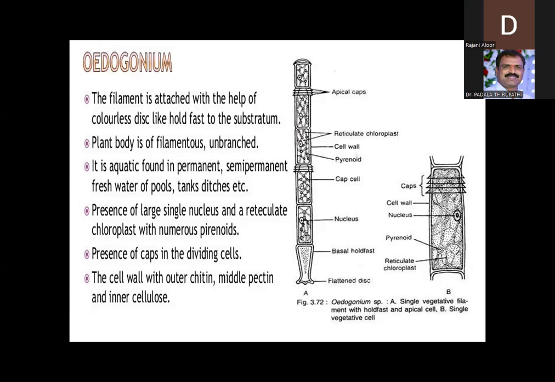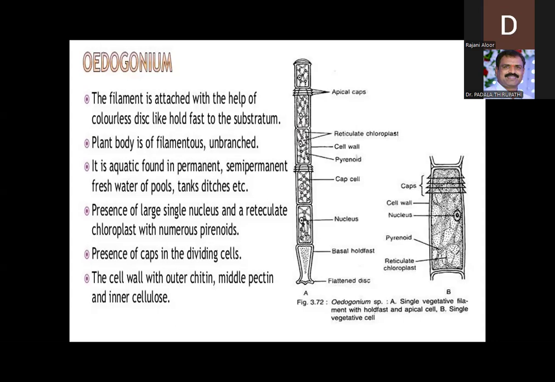Here the basal cell is there, in the down part. The basal cell is colorless and forms the holdfast. Sometimes an important question is asked: which chlorophyceae member is a simple filamentous plant body whose basal part is converted into the holdfast? That is called Oedogonium. The basal cell is a colorless body and forms the holdfast.